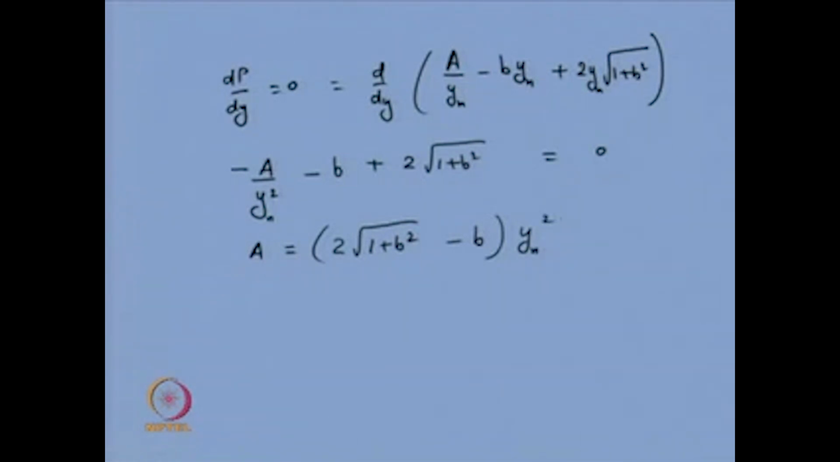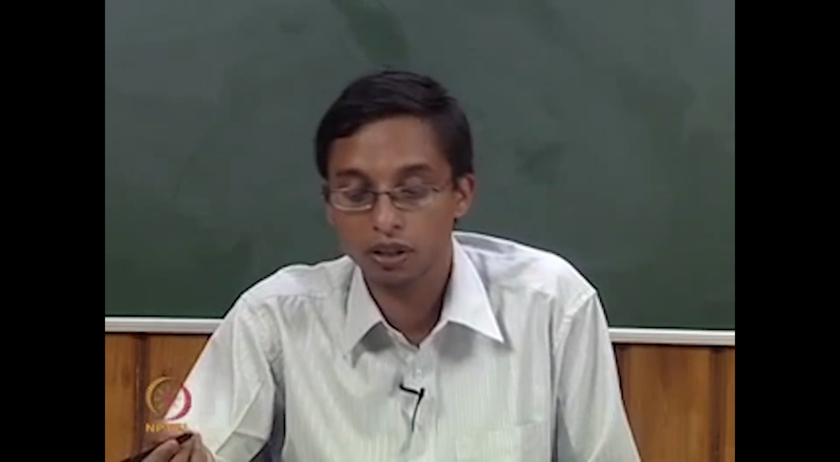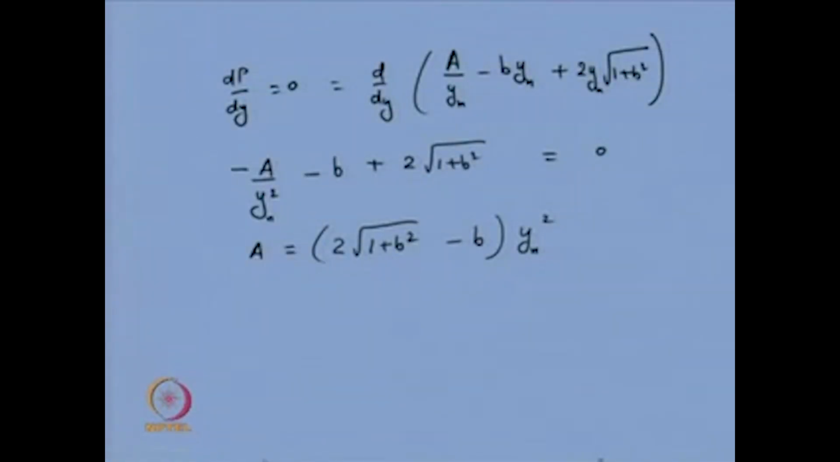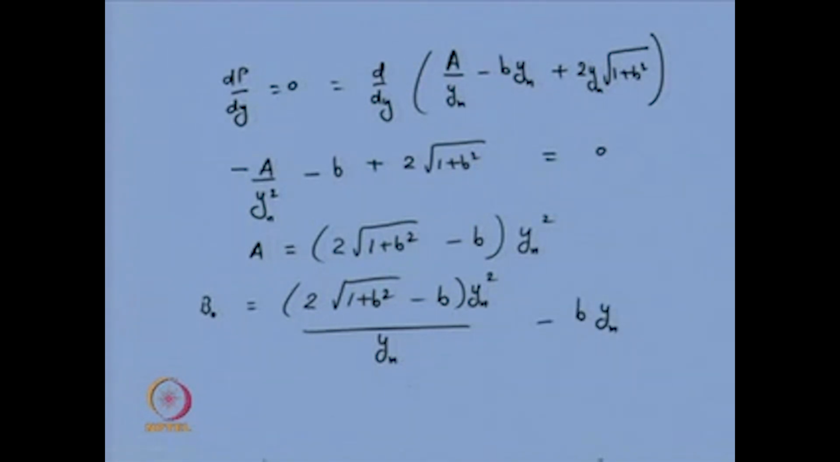So, for a hydraulically efficient cross section, if the area is given to you, it can be obtained in the following form using your normal depth. Now this quantity, as mentioned earlier, is already given to you. So, you substitute this relationship now for B0. So, your B0 is equal to twice root of 1 plus B squared minus B, y_n squared by y_n, minus B y_n.